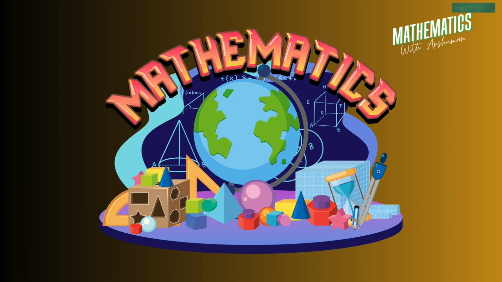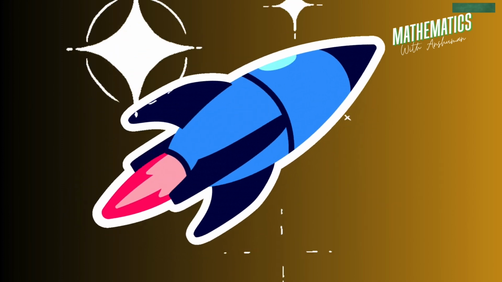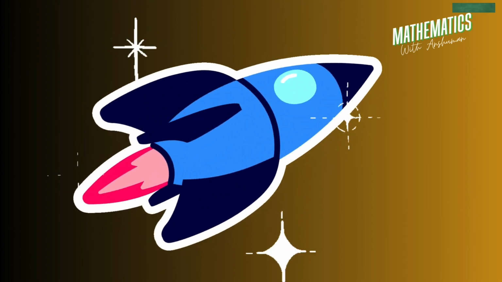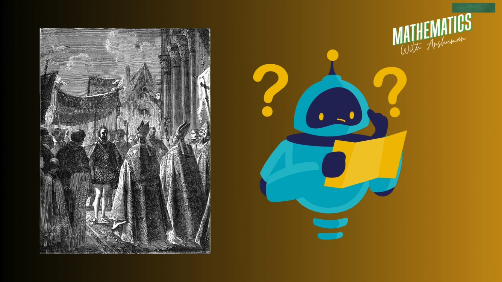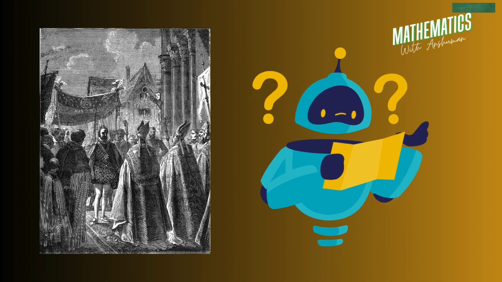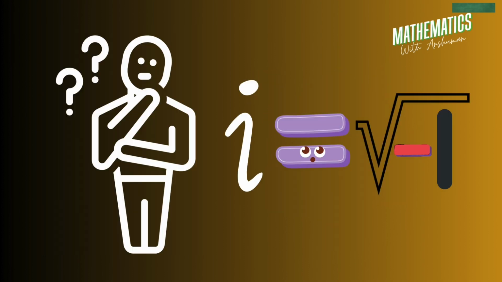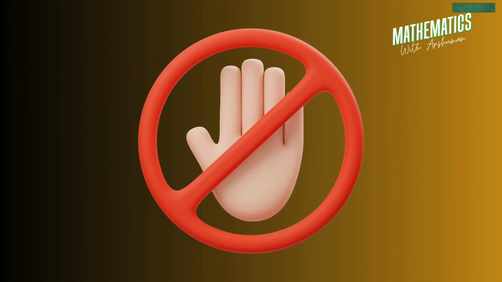Mathematics has always helped us understand the world, from counting stars to sending rockets to Mars. But then came a question that stumped the mathematicians for centuries. What is the square root of -1? For years, the answer was, you can't do that.